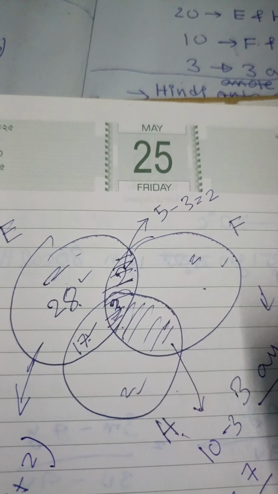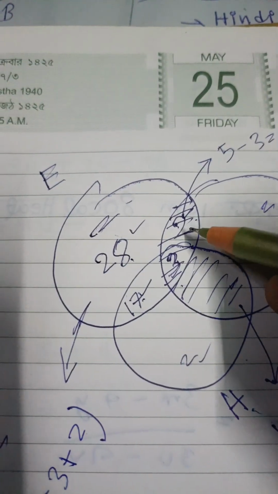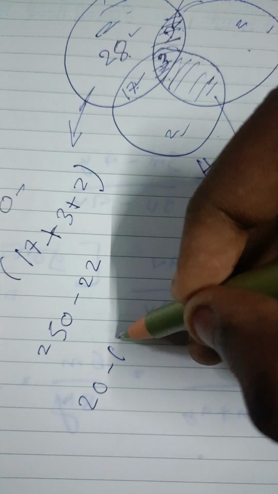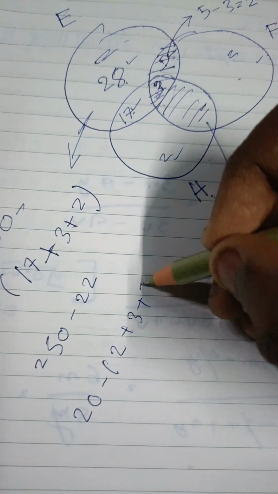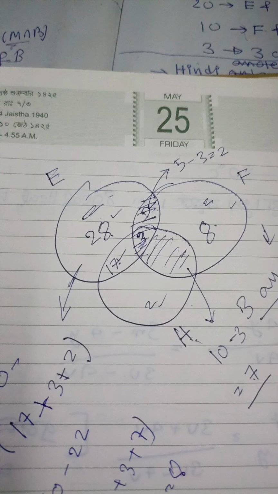And French is known by 20%. So 20 minus 2, 3 and 7. 20 minus 2 plus 3 plus 7, that is 20 minus 12, which will be 8. So there will be 8.